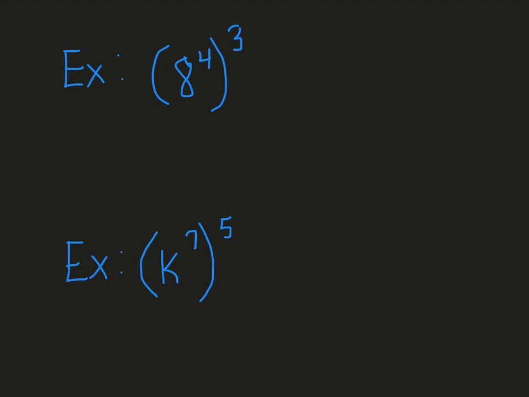Alright, so let's do these two examples here. The first one is 8 to the 4th power to the 3rd power. So all you really have to do is multiply the 3 times the 4. So what that equals is 8 to the 12th power.